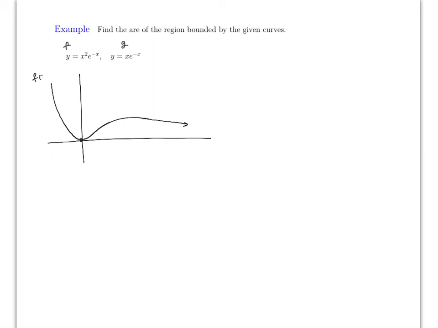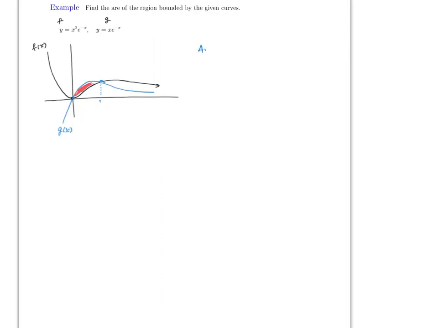So this will be f of x, and then g of x actually looks like this. Obviously they intersect at some point, which we'll check right now. There is actually one, and it looks like this. And it says find the area bounded by the curves. So in this particular case, it is this.